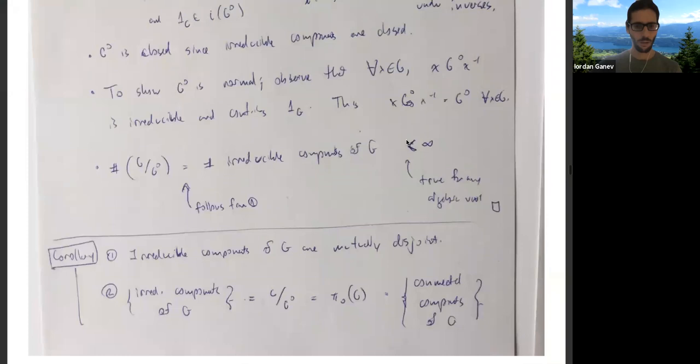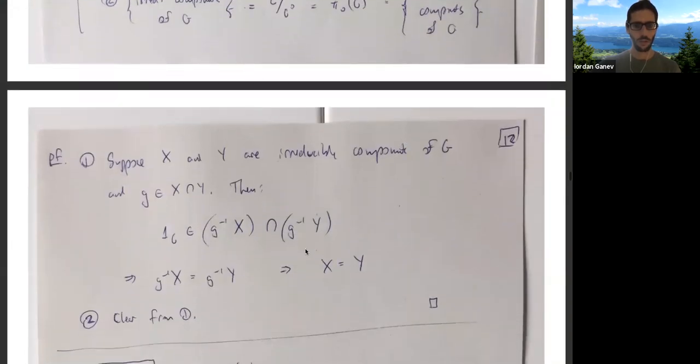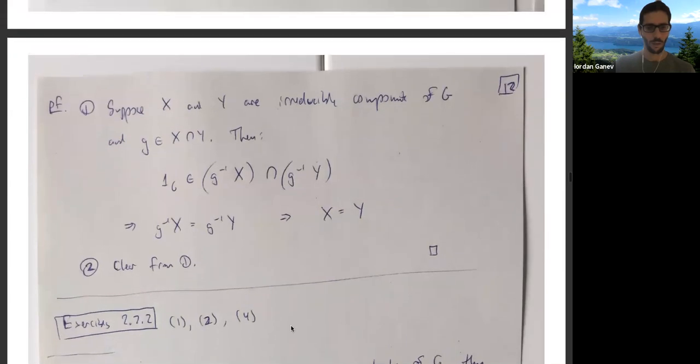Okay, so I think this may be a good stopping point for today. There's this argument about why they're disjoint. It's pretty straightforward. If there are two components that contain a little g in the intersection, then we translate them so that the intersection of the translates contains one, and then we can conclude that they're the same. Okay, and there's some exercises here to look at.